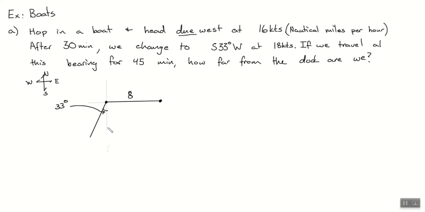I'm going how fast on this second little part? 18 knots. So I sped up, and I'm going for how long? 45 minutes. So 45 minutes is how much of an hour? Everybody agree with that? It's 3/4 of an hour. And if I've gone 18 knots in 1 hour, what's 3/4 of that?